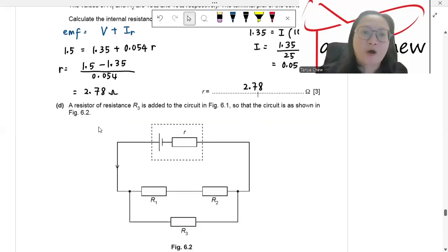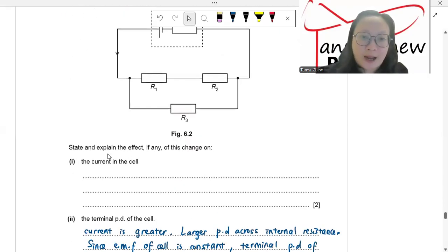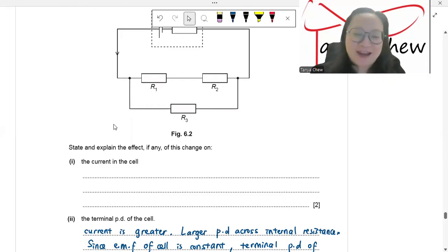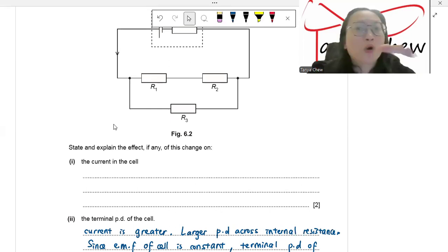Now D, a resistor of resistance R3 is added to the circuit in fig 6.1 so that the circuit is as shown in fig 6.2. State the change, state and explain the effect, if any, of this change on the current in the cell. You see that R3 is connected in parallel to the main circuit, which is R1 and R2. So when you connect a resistor in parallel with the main circuit, you are actually decreasing the total resistance. The total resistance of this whole circuit is decreasing.